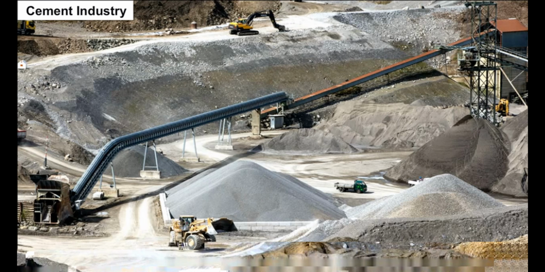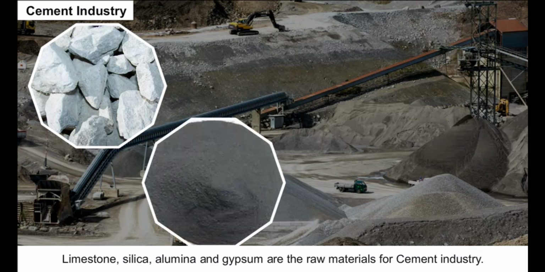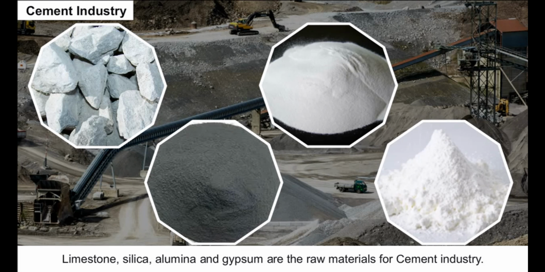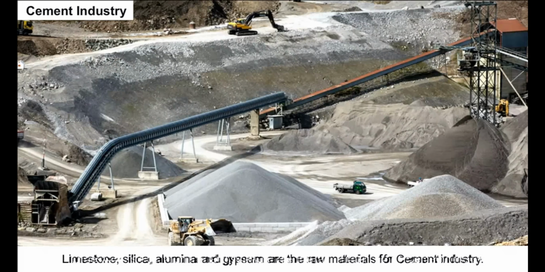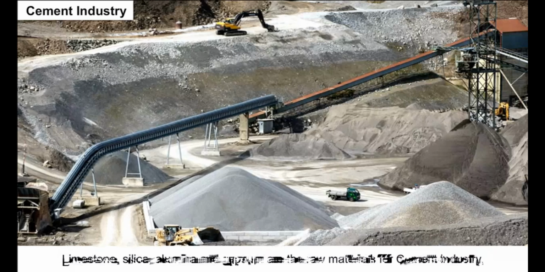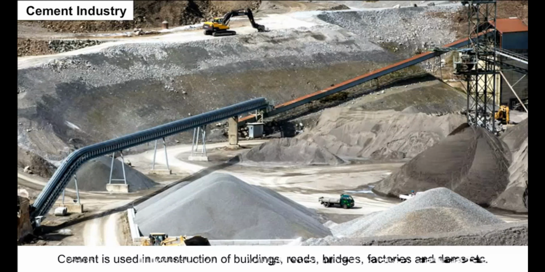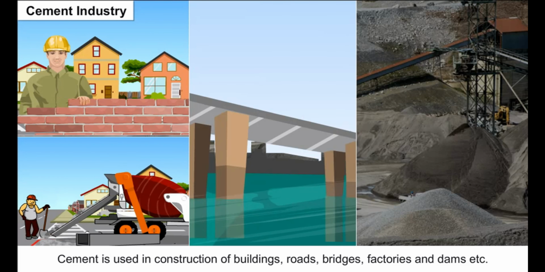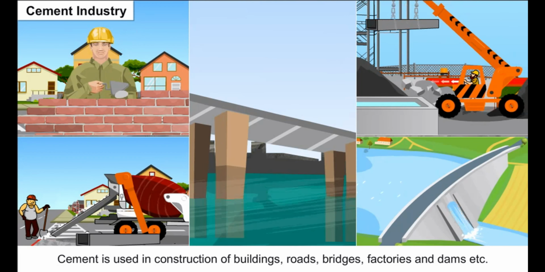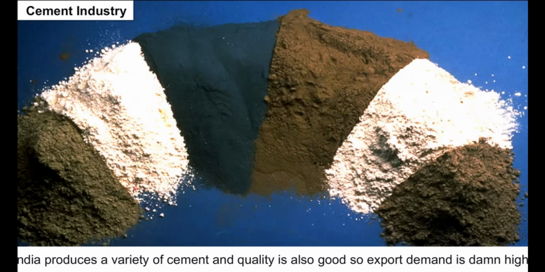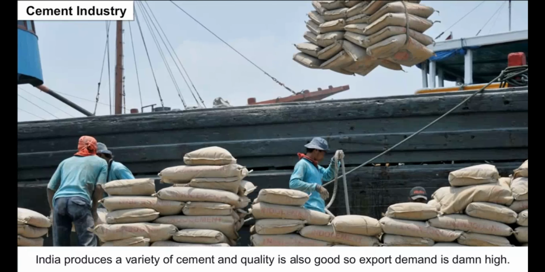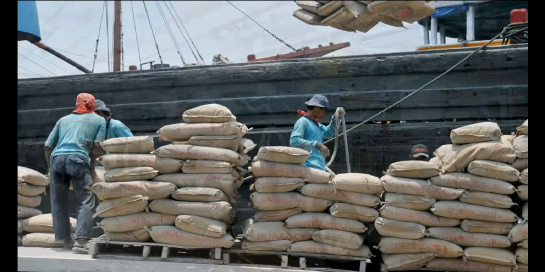Cement industry. Limestone, silica, alumina, and gypsum are the raw materials for the cement industry. Cement is used in construction of buildings, roads, bridges, factories and dams, etc. India produces a variety of cement and the quality is also good, so export demand is very high.